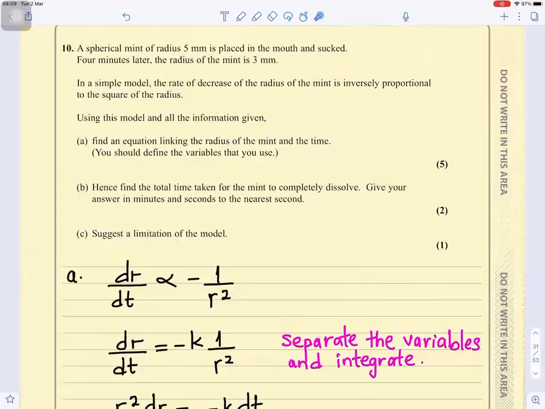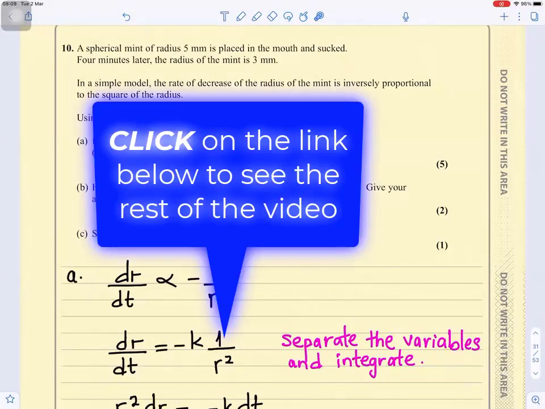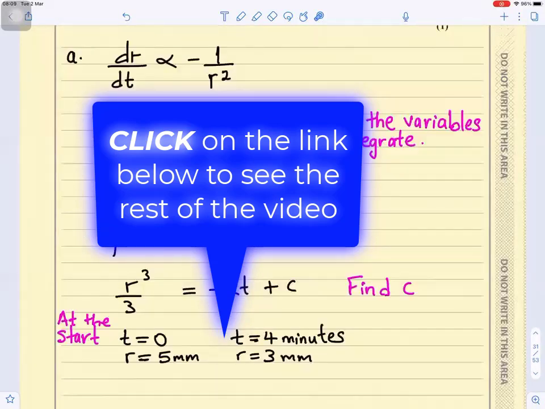Question number 10. A spherical mint of radius 5 millimeters is placed in the mouth and sucked. 4 minutes later, the radius of the mint is 3 millimeters. Using this model and the information from part A, find an equation linking the radius of the mint and the time. You should define the variables that you use. So we have dr over dt is proportional to minus 1 over r squared, and we do it by separating the variables and integrating.